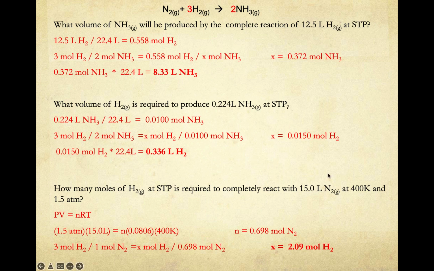Notice in each case I can do basic stoichiometry using mole conversions, and then knowing that 1 mole equals 22.4 liters, I can convert between moles and liters. Again, this is assuming we're at STP, which we are in the first 2 problems. In the third, you had to be a little more creative because I did not give it to you at STP. Therefore, you had to actually use PV equals nRT to solve this.